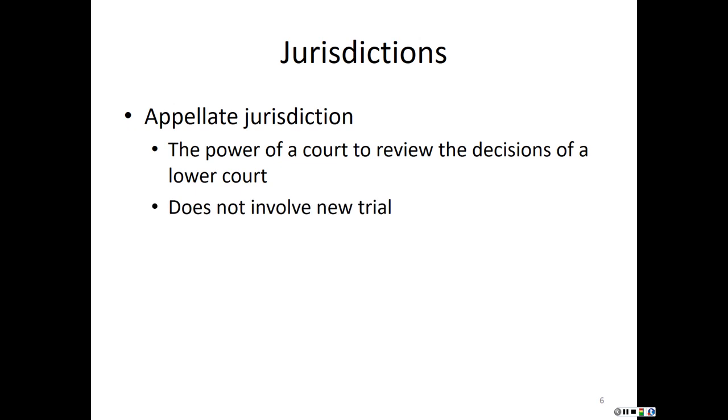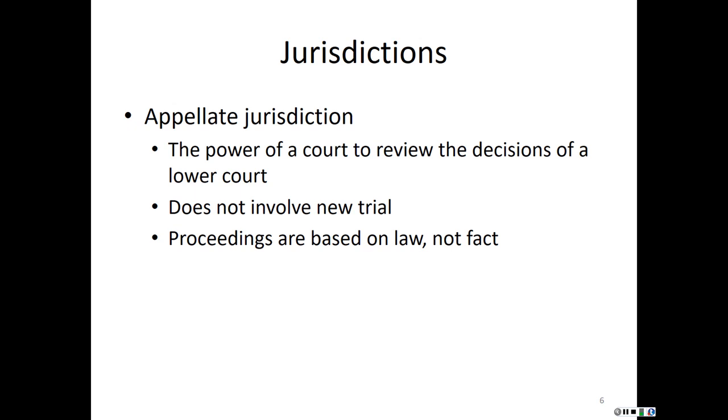An appellate trial does not involve a new trial. There are no new witnesses called, no new evidence presented, no new facts. All we're doing in this appellate trial is making sure that the proceedings at the trial court were proper. The proceedings were based on law. Once again, we're not looking for new facts.